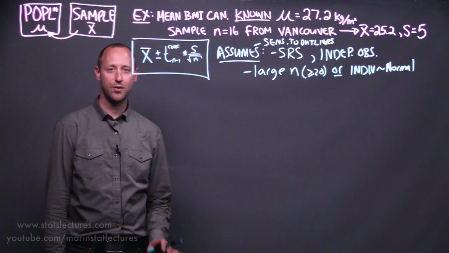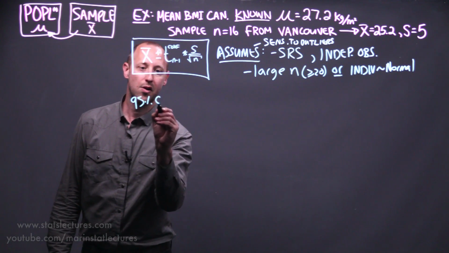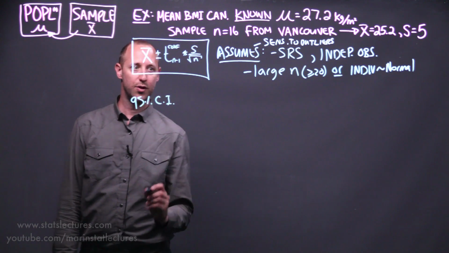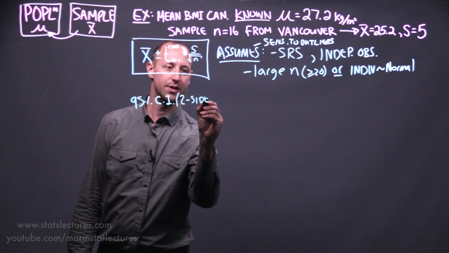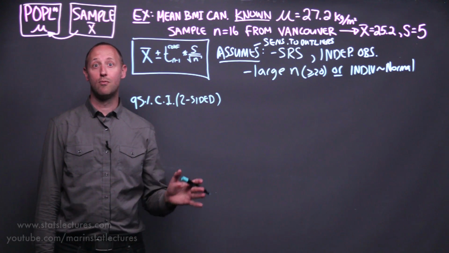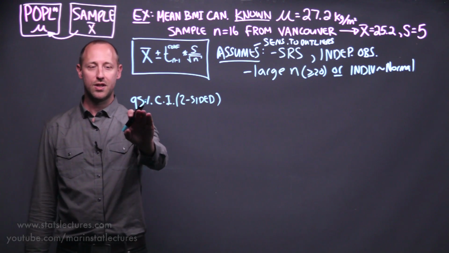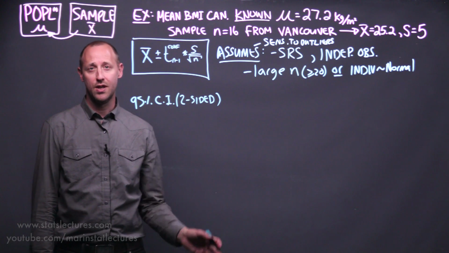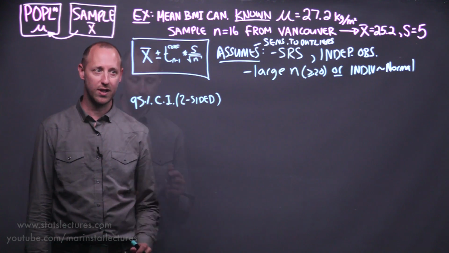So first, let's go through and take a look at constructing a 95% confidence interval for the mean, and we're going to do this as a two-sided confidence interval. Shortly we'll talk about what we mean by two-sided versus one-sided confidence interval. Now I'm going to do this in the context of 95% confidence. You can change it to 90 or 99 or other values of confidence, and we'll look at that as well.